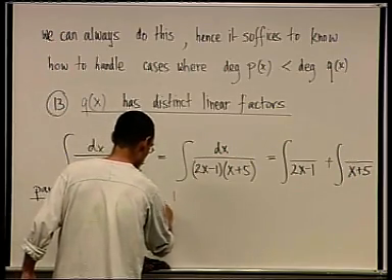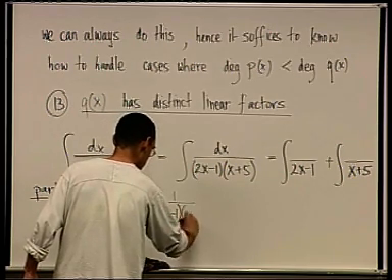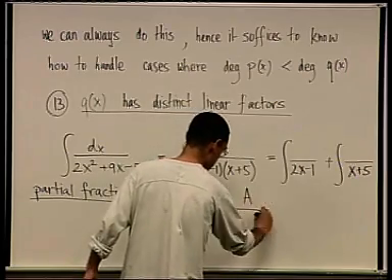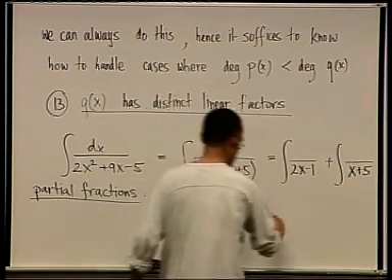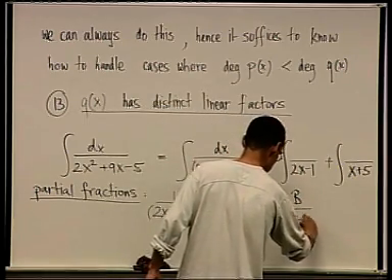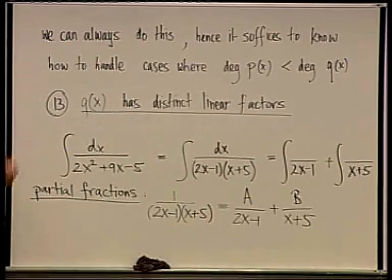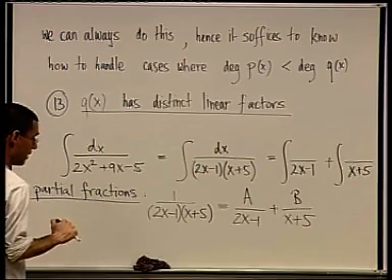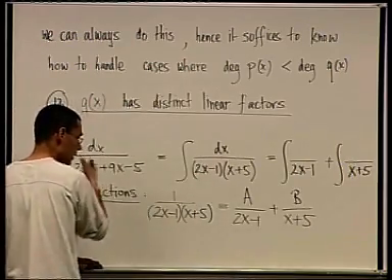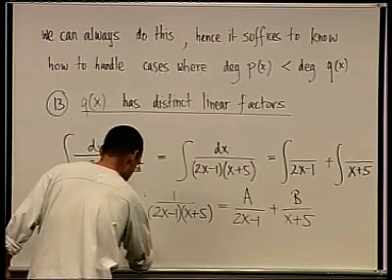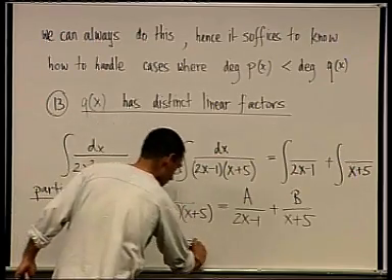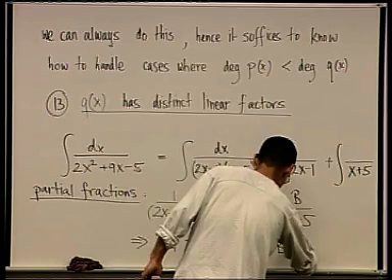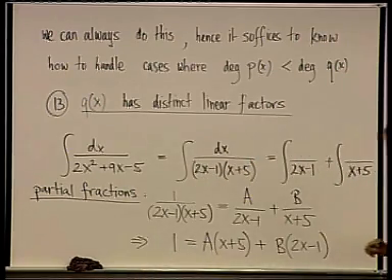So 1 over (2x minus 1) times (x plus 5) should be equal to some A, and I'm going to find out what that A is, over 2x minus 1, plus some B over x plus 5. And the theorem tells me you can do it. You're going to find a solution. Okay? So how do I actually perform this partial fractions method? I'm going to do a common denominator here and set the numerators equal. So what I get is 1 equals A times (x plus 5) plus B times (2x minus 1). Do you agree?